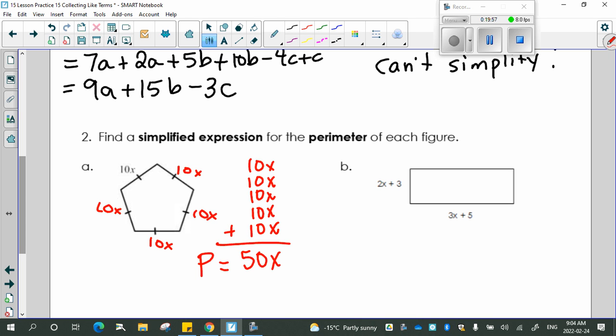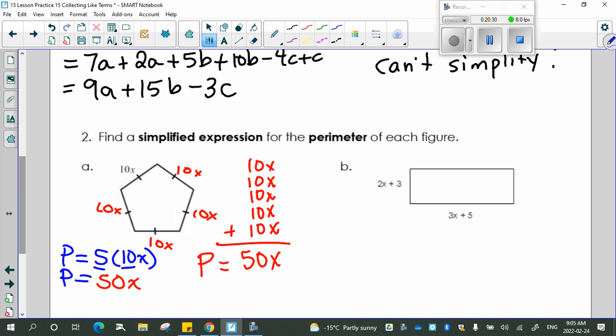Okay. And I saw Abby do this, which is awesome. She did P equals 5 times 10x. And then we know how to multiply 5 and 10x, right? We multiply the coefficients. 5 times 10 is 50 times x. So you have the same answer. Okay, both are great ways to do it.